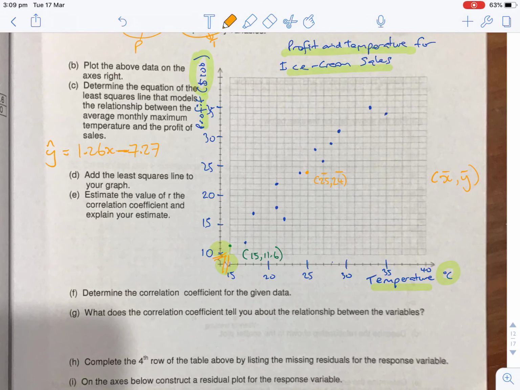Here I'm just going to go to 2 decimal places because my profit was in hundreds of dollars, so I'm probably going to times it by 100 at the end, so I'm going to move that decimal 2 spots later on. Alright, so that was my equation.